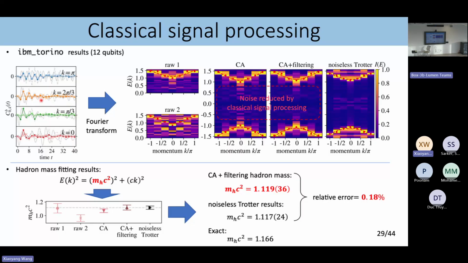In this measurement, we use randomized compiling and dynamic decoupling to suppress the error. But we didn't use, for example, zero noise extrapolation, something like that. So how many qubits did you use? 12.